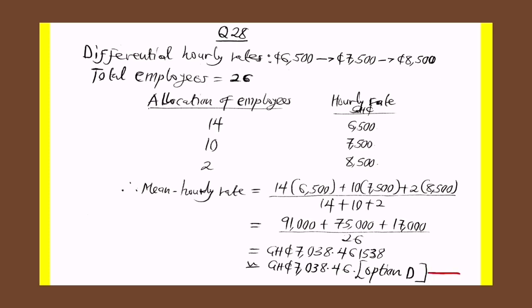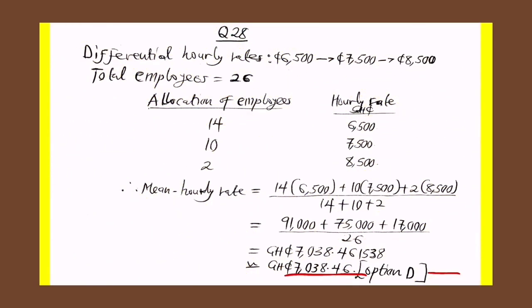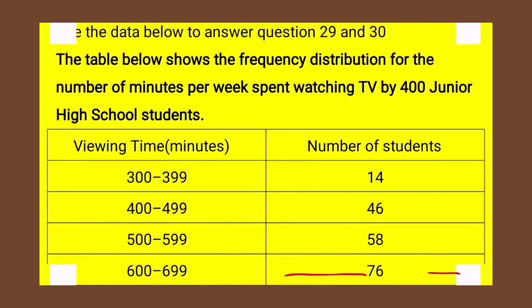So 7,038.46, and that will give you option D. This is option D. That is how we solve this kind of question. It's very simple and easy to go. So let's take note of that. So that is the summary. Then you have a question.